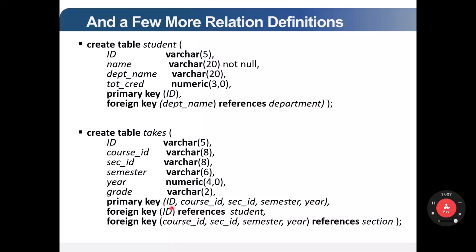And in a table, there can be at most one single primary key. We cannot have two primary keys. There can be multiple candidate keys, but once you select one, there should be only one single primary key in any table.